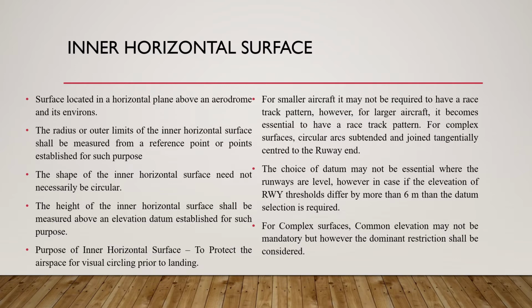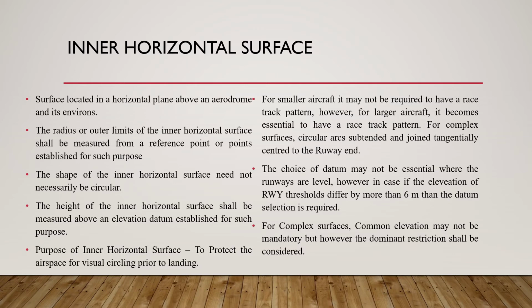The purpose of the inner horizontal surface is to protect the airspace around the airport for visual circling prior to landing. So, for smaller aircraft, it may not be required to design an elliptical surface. However, for larger aircraft, it becomes essential to have a racetrack pattern.